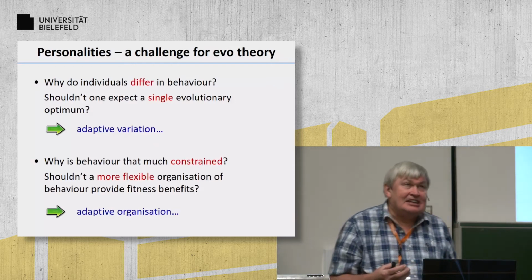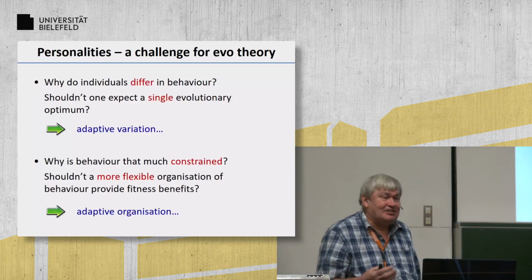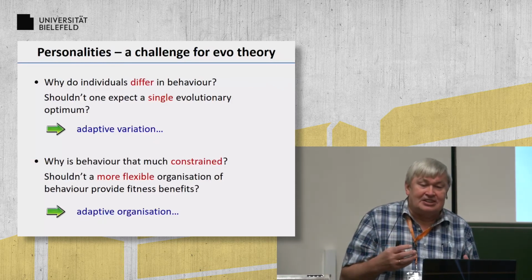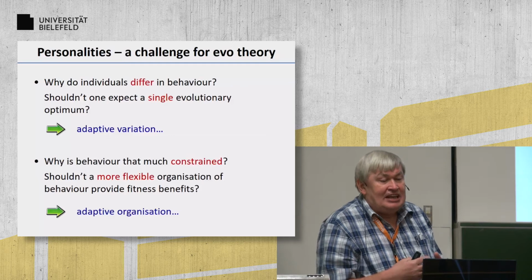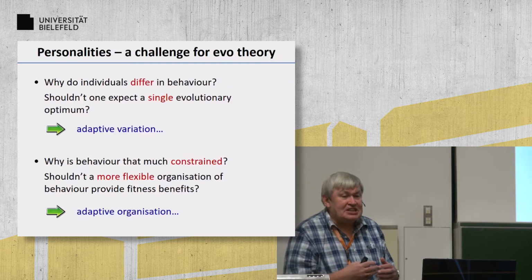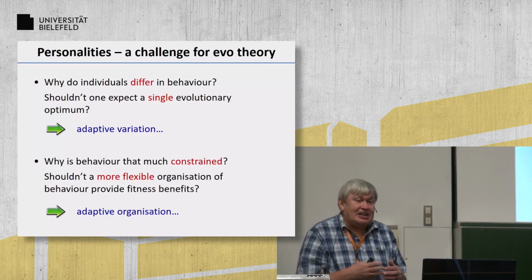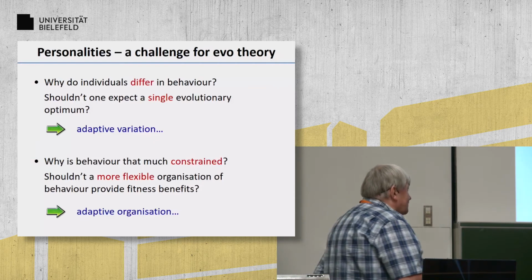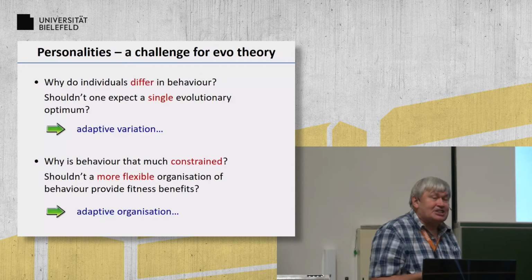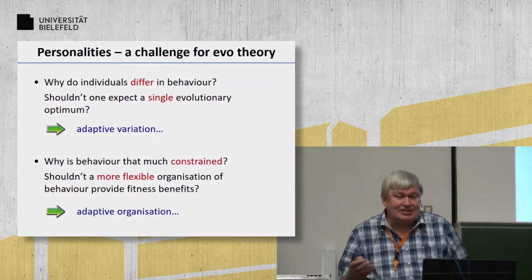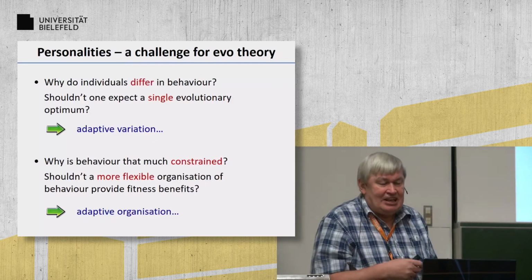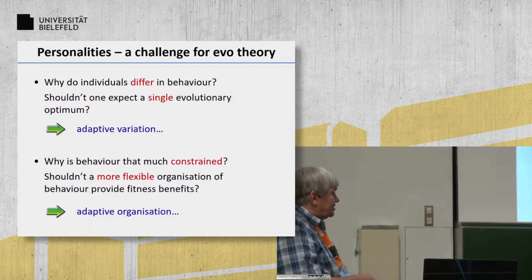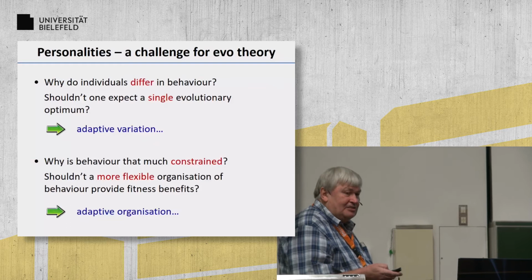And the other thing is, how can we explain that very different types of behaviors are intrinsically correlated in different individuals, and often so in many different species, correlated in the very same manner? So the question is, is there a kind of explanation for this? Wouldn't we expect a more flexible organization of behavior that would not really constrain individuals in what they are doing? So that's the question about the adaptive organization of behavior.